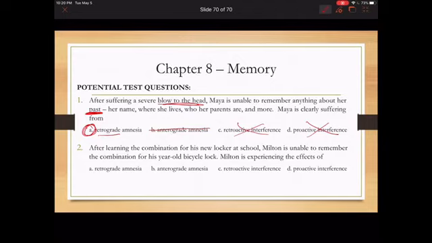After learning the combination for his new locker at school, he's unable to remember the old combination. So this is retro. There's no brain damage involved here. It's just interference. So this is retroactive interference.